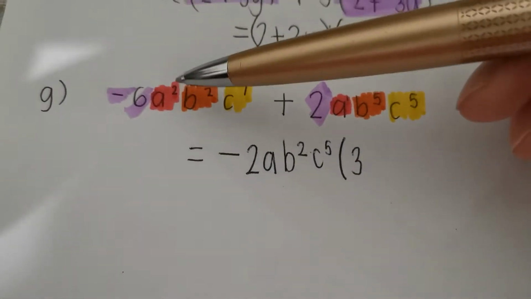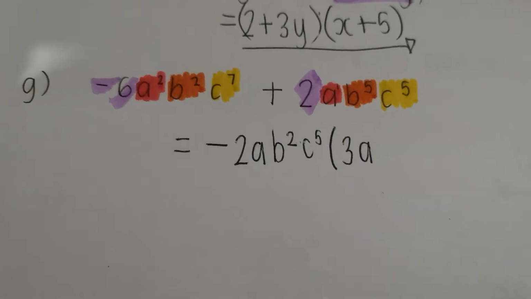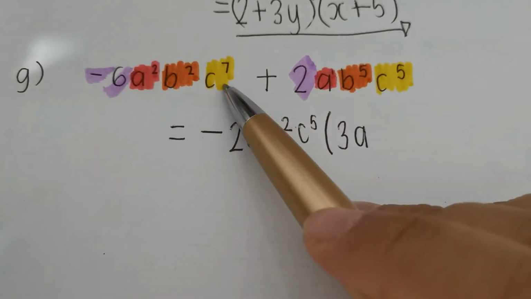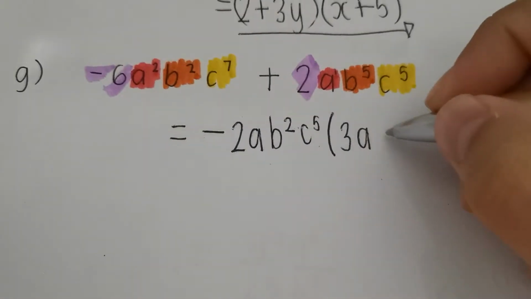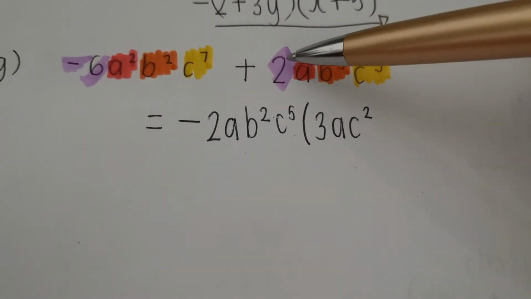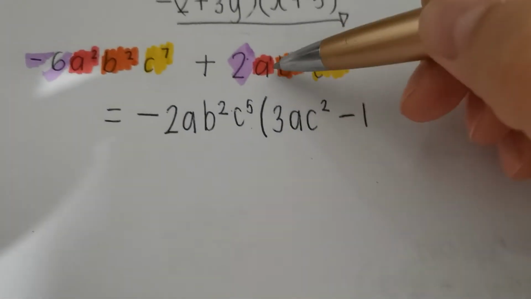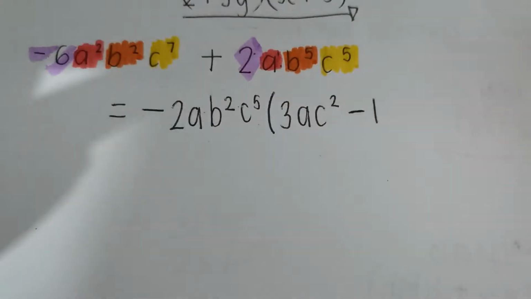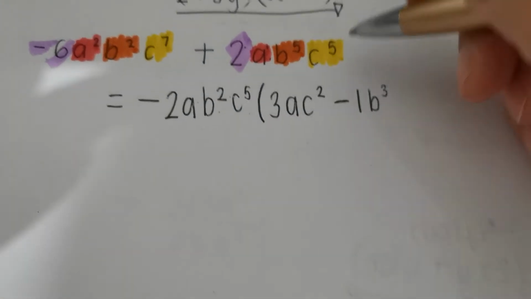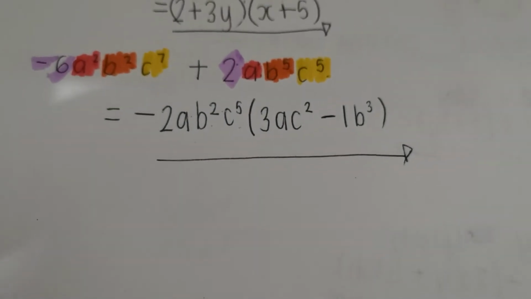Okay, let's continue. A squared, we took away 1, so we're left behind with 1. B squared, we took away b squared, so we're left behind with nothing. C to the power of 7, I took away 5, so we're left behind with c to the power of 2, because 7 minus 5. Okay, let's continue. Positive 2 divided by negative 2 gives me negative 1. A, I had 1, I gave away 1, nothing. 5, I gave away 2, so I'm left behind with 3. And 5, gave away 5, left behind with nothing. And that's my answer. Okay, not so bad.